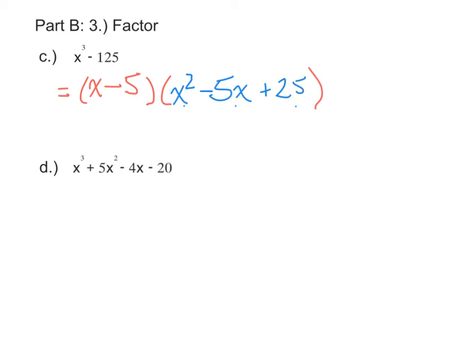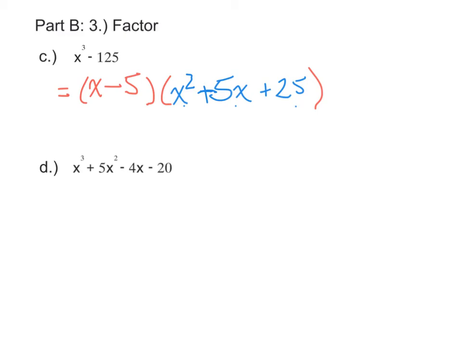We're almost finished. The last thing to do is go back and check the signs in the middle. The two signs in the middle have to be opposites. Since my first sign is negative, the second sign has to be positive. So I change that to a plus 5x, and now x cubed minus 125 is factored.